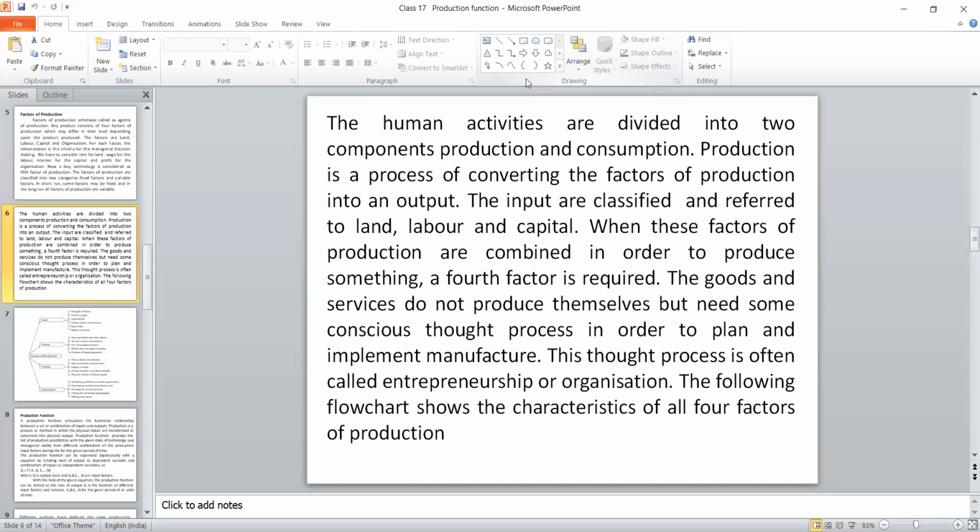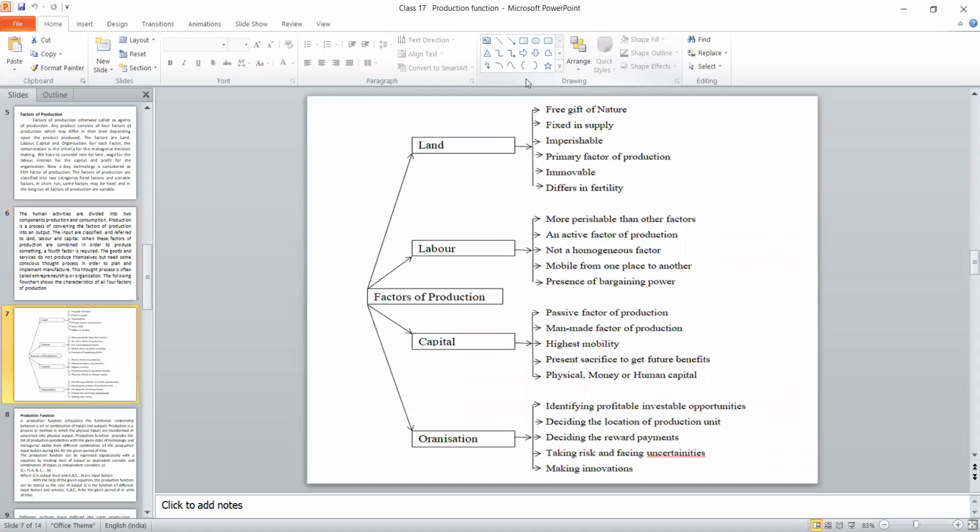Now I will display one flow chart. This will give a better idea to explain the concept. Factors of production, if you write this particular flow chart, that will give it. So there are four factors of production: land, labor, capital, and organization.